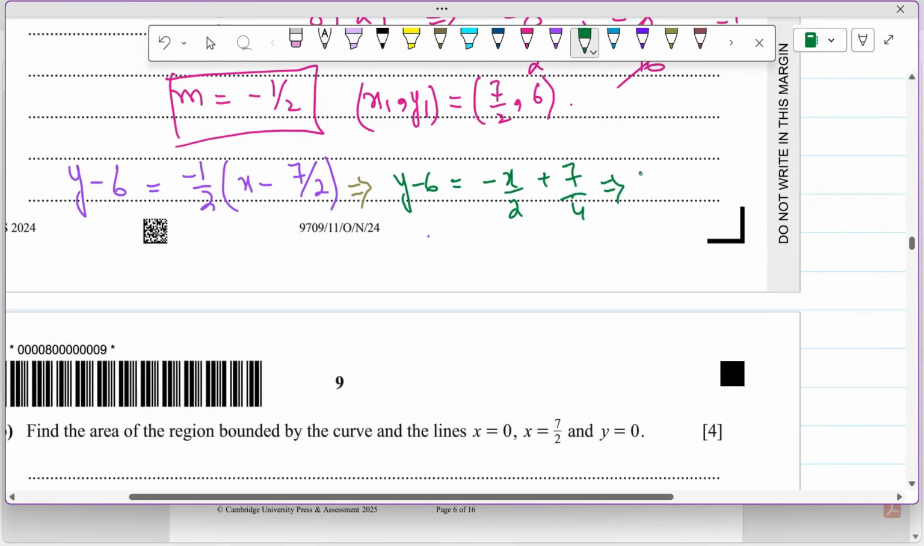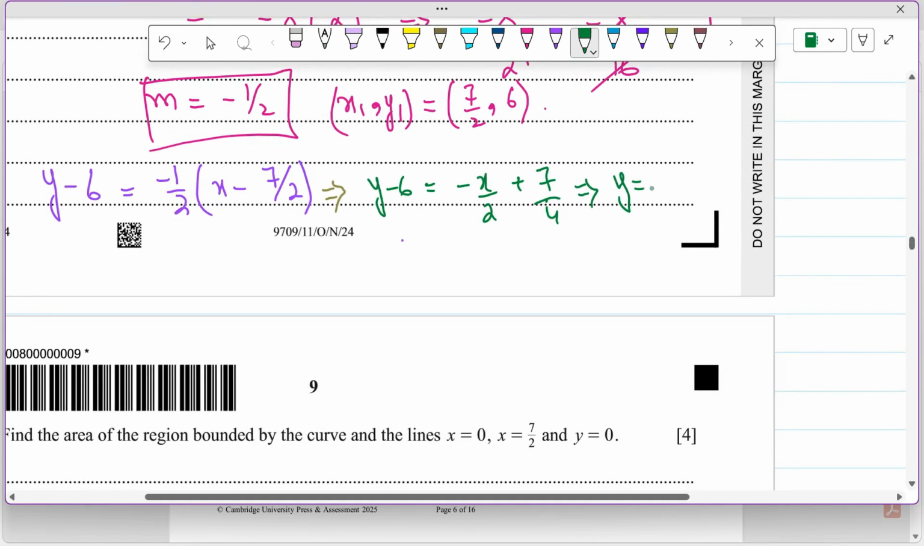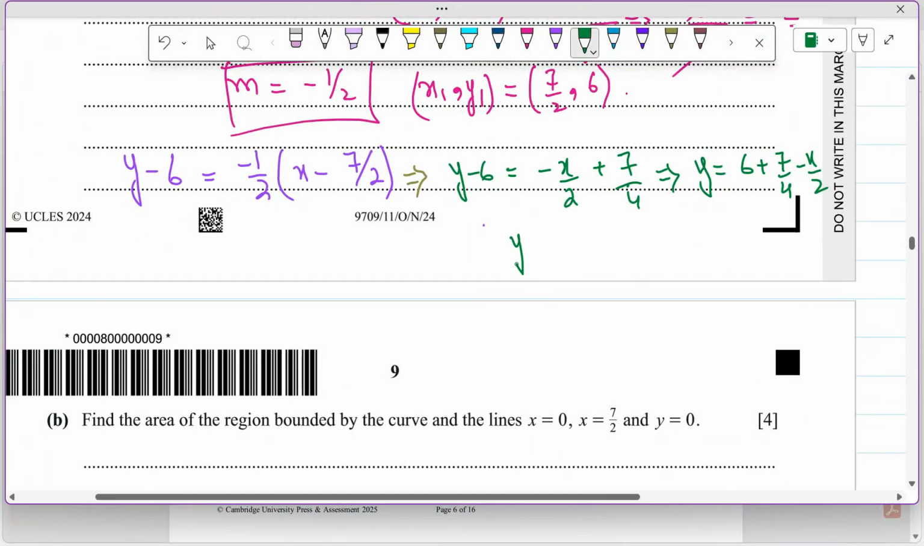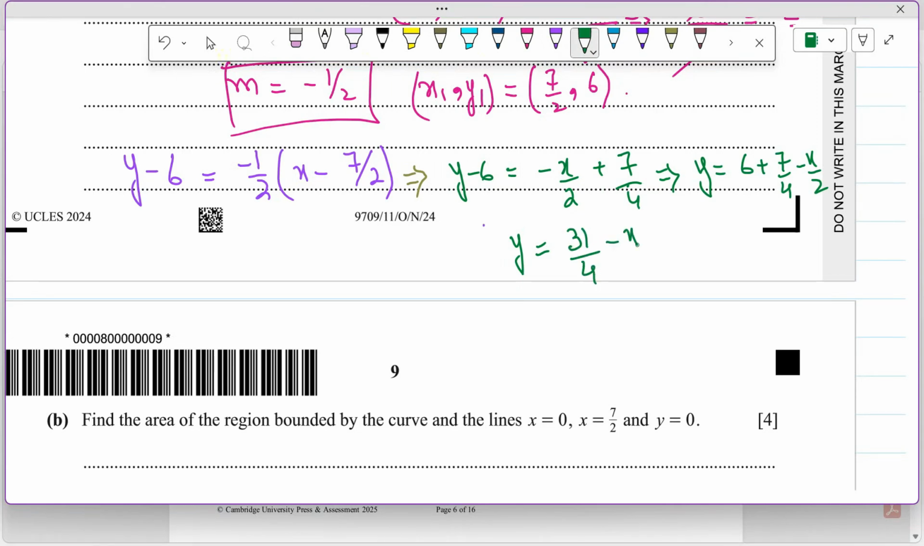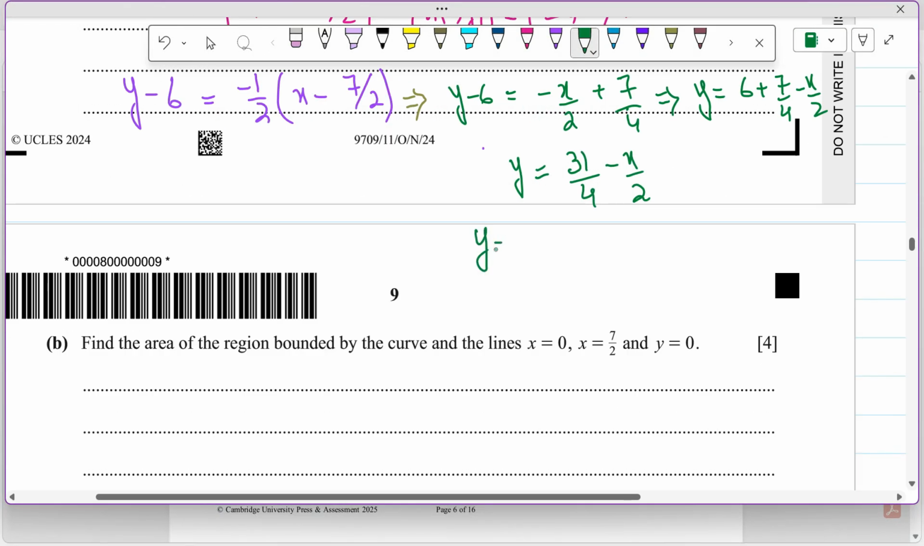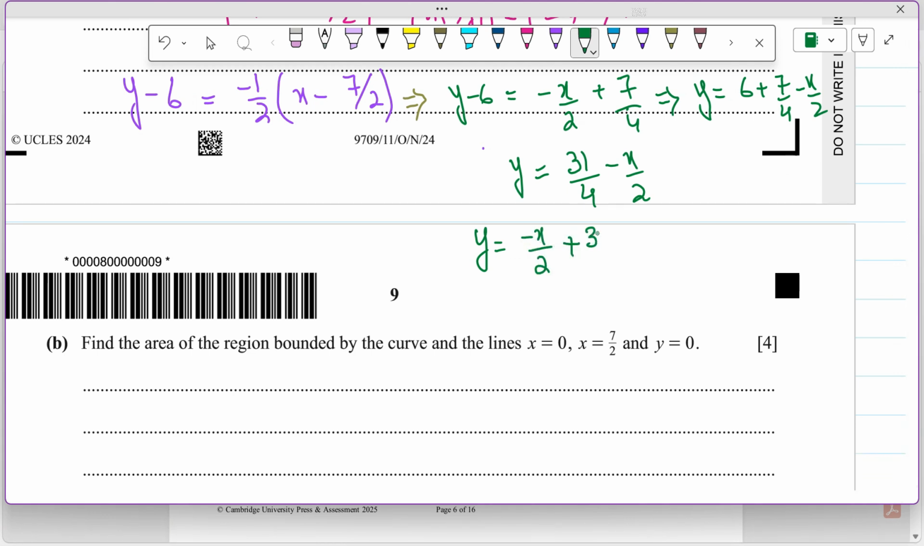And this one is equal to y equals 6 plus 7 over 4 minus x over 2, and y is equal to 31 over 4 minus x over 2. Y is equal to negative x over 2 plus 31 over 4. So in this case, slope is equal to negative 1 over 2 and the constant is 31 over 4.